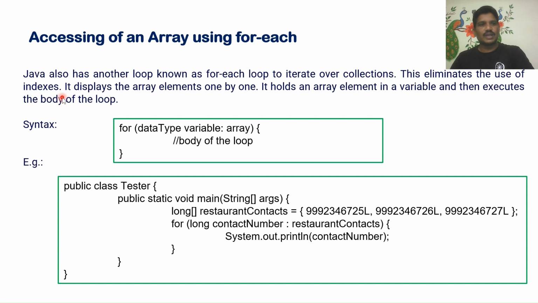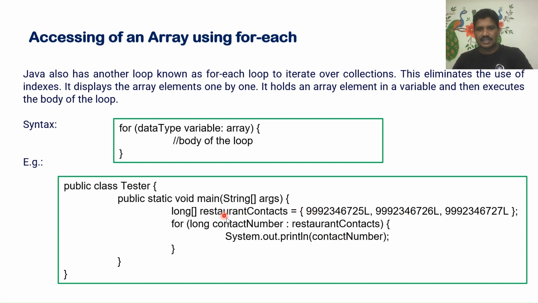Without the use of indexes to display the array elements one by one, we go for the for each statement. See here, what is the syntax for it? For, data type, space, variable name, colon, array name or object, then the body of the loop. Then an example is also given.